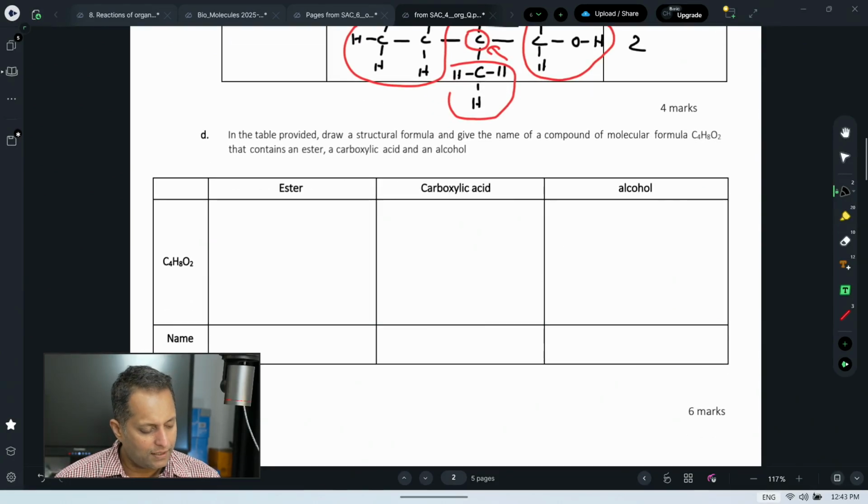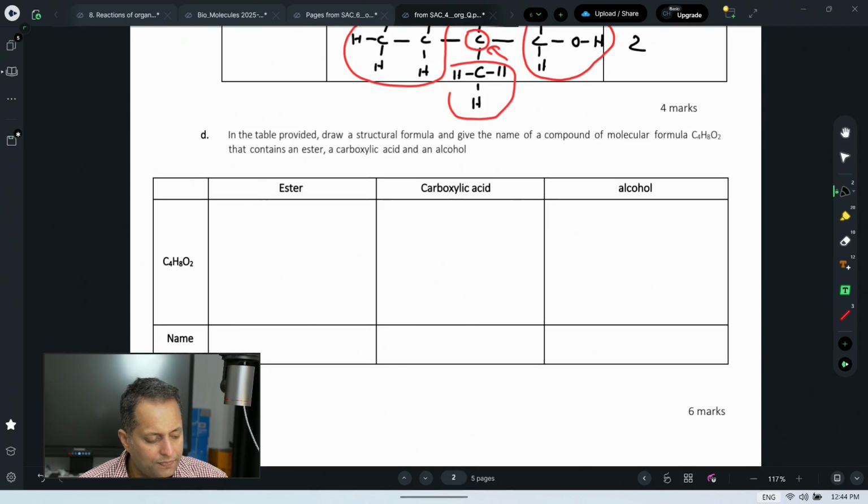Okay, part D. What is this question asking you? You've been given a molecular formula. So they want us to, in the space provided, draw structural formulas and give the name. Okay, they want us to make an ester out of this.